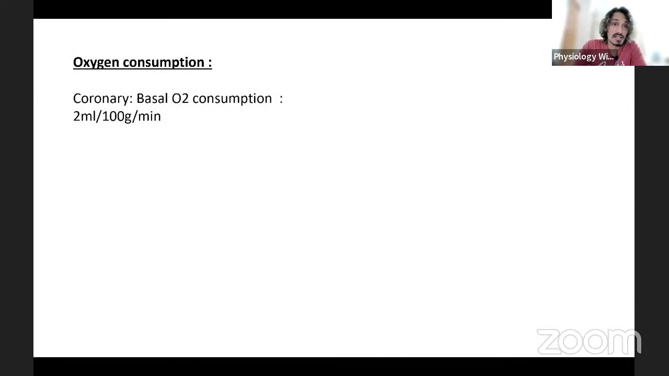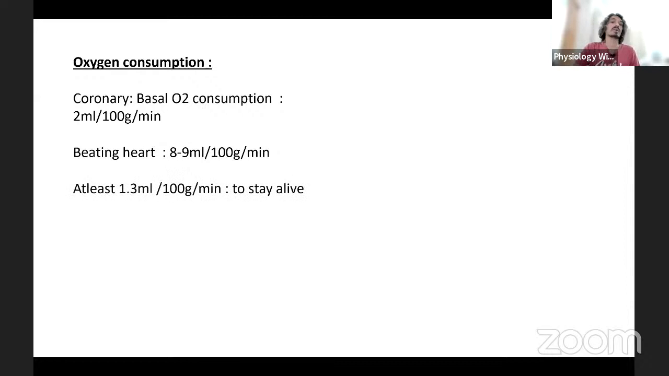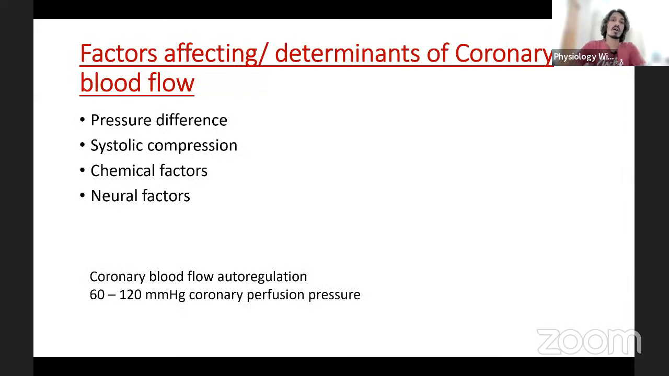Now, when you talk about oxygen consumption, usually the basal oxygen consumption comes to around 2 ml per 100 gram per minute. And once it goes to a beating heart, it goes to around 8 to 9 ml per 100 gram per minute. The thing is, it should have at least 1.3 ml per 100 gram per minute to stay alive. This is important because if there's some sort of blockage and the flow becomes less than this level, then that becomes problematic.